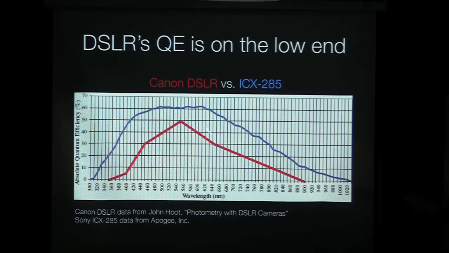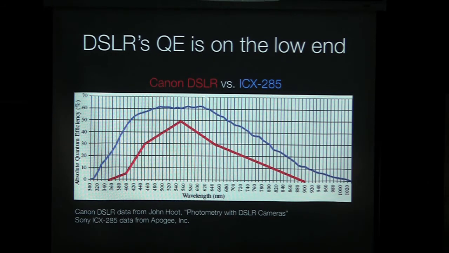What I'm plotting here is an estimate of the QE from John Hoot. He did a paper on photometry with digital SLRs. I don't know where he got the various Kodak and Sony sensor data that he was plotting there. I actually don't even know where he got this data, to be honest. So I'm replotting it on top. This is some data from Apogee's site on the Sony ICX285 chip, looking at its QE. And I've seen this basic QE plot from other people as well. So here we have a digital SLR, and we have a very popular chip used in dedicated Astro CCDs.